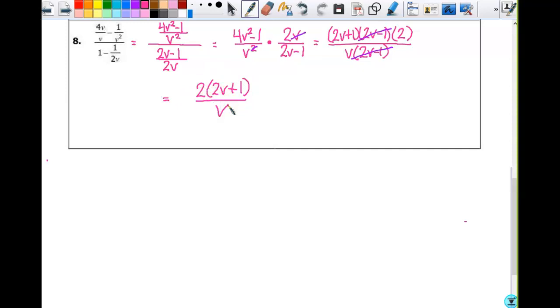Can I cancel my v's out? You unsure? Nobody's answering, so I don't know if you're unsure or what. I cannot, because there's addition right here. Like if it was just a v out here, I could, but no, it's not going to just make that 3 inside of there or something, so I can't. And here we go. That's it. Best I can do.